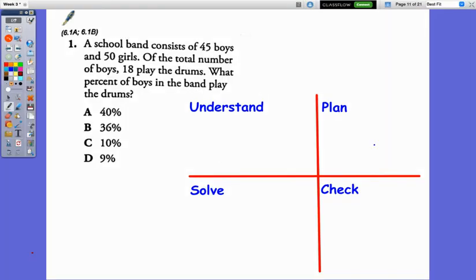Okay, we are getting started on part to whole or percent proportion. So we are going to go ahead and take a look at these. So go ahead and get your notes out.